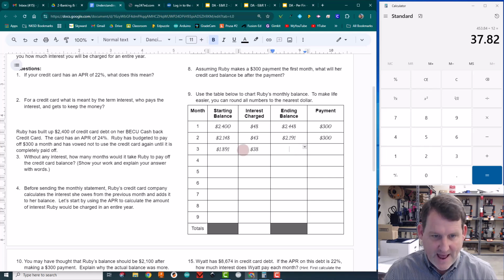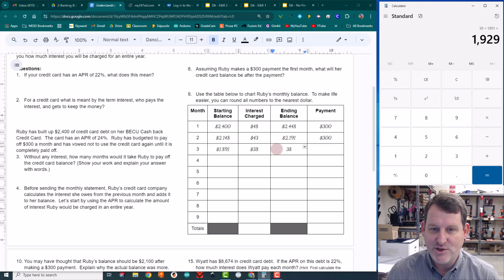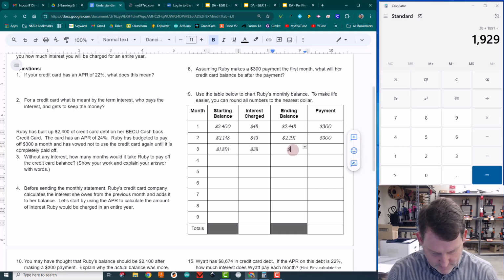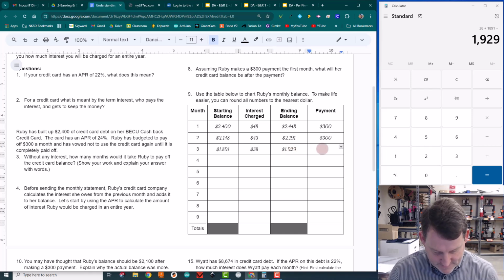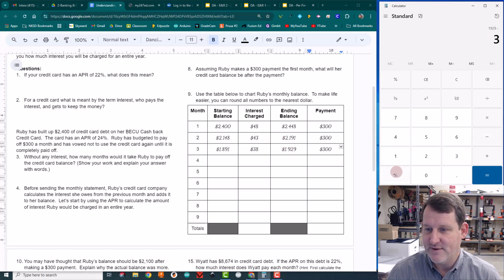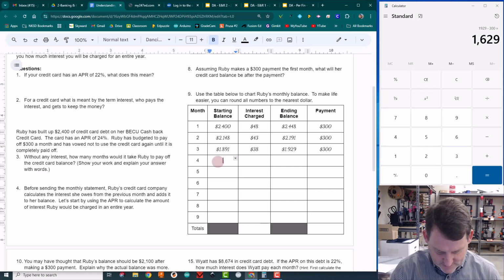And then this one, I'm going to add the $38 plus $18.91. So 38 plus $18.91, and that gives me $1,929 for the ending balance. So here I'm going to put $1,929. And we're going to make another $300 payment. So I'm going to subtract $300 from that, minus $300. $1,629. So I'm going to do $1,629 here. I think at this point, hopefully you see the pattern.